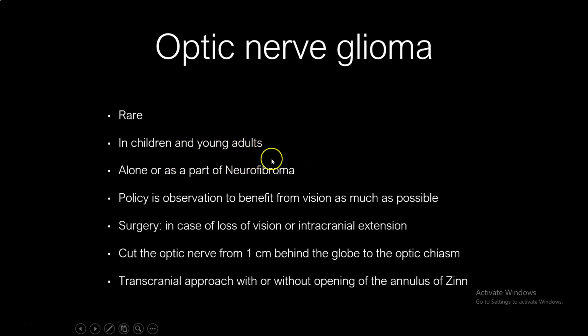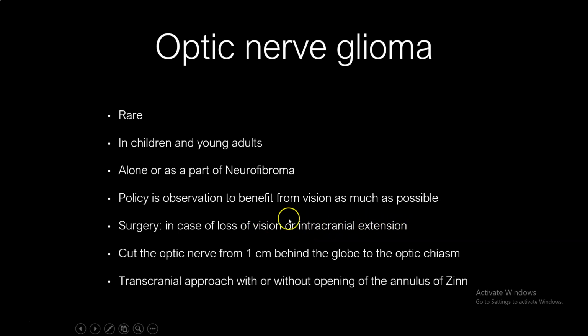When it is a part of neurofibroma, it is more indolent course, so that you can observe them for years without increasing in size. And as we said, the policy when you have an optic nerve glioma like optic nerve meningioma, observation to benefit the utmost from the vision as much as possible. He can use his vision for years before being reduced severely or lost. So in this time you do surgery in case of loss of vision or starting intracranial extension.